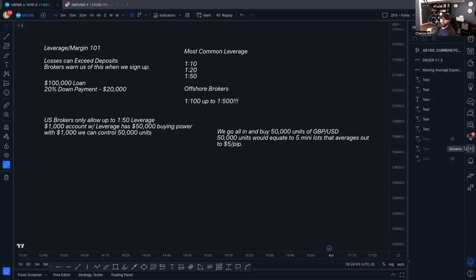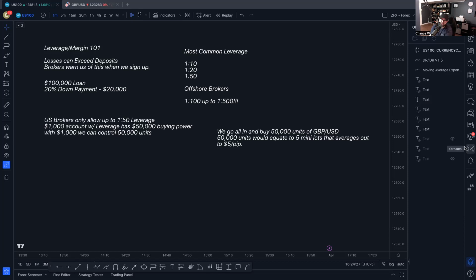Okay, if we're that guy that wants to go all in with $1,000 and enter the market, let's say we go on a buy for GU, right? We're going to put all of our $1,000 into the market. We control 50,000 units. Something that we need to understand is the volume of our trade. So 50,000 units would equate to 5 mini lots.